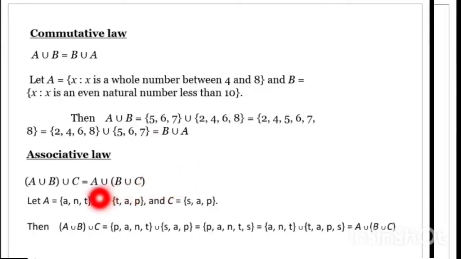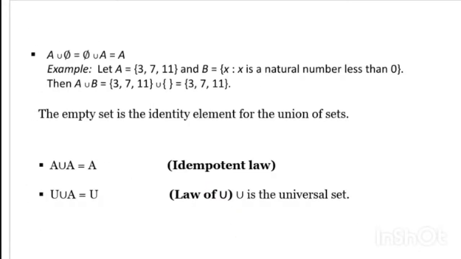That is, if A, B, C are three sets, then (A union B) union C is equal to A union (B union C). By considering this example, we can show that the union of sets is associative in nature. If we do the operation union between the set A and the empty set, then we always get the set A. That is, A union phi is equal to phi union A is equal to A.